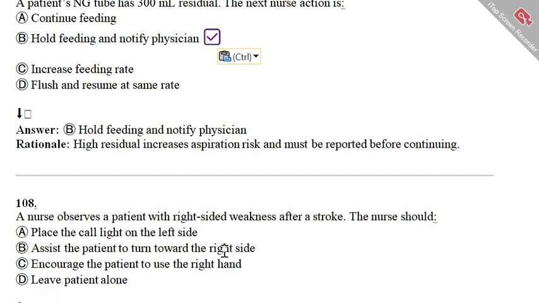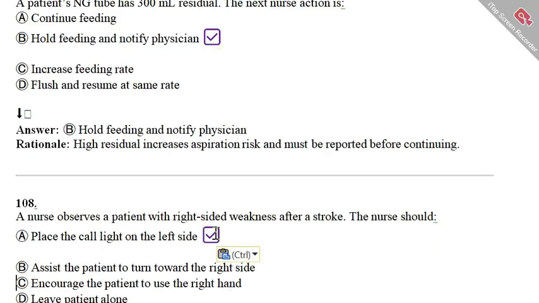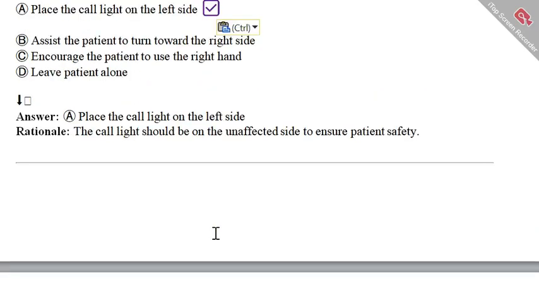Question 108. A nurse observes a patient with right-sided weakness after a stroke. The nurse should... Correct option is option A. Place the call light on the left side.